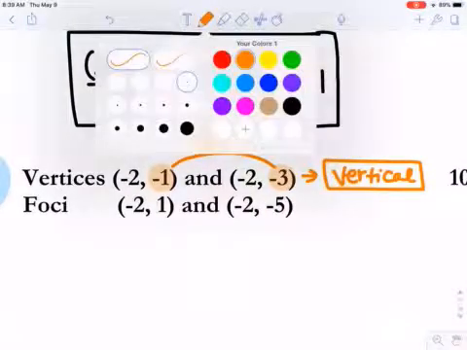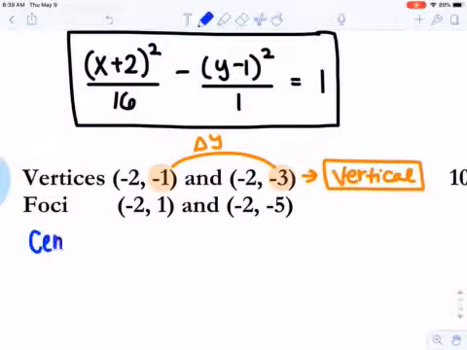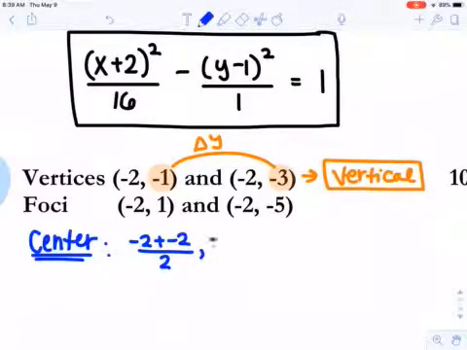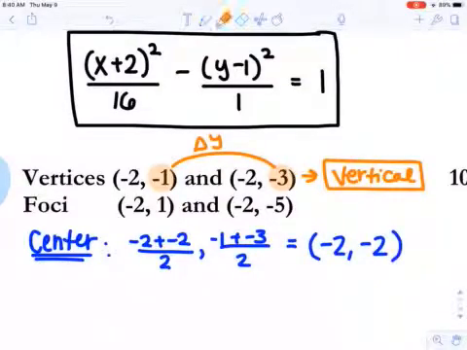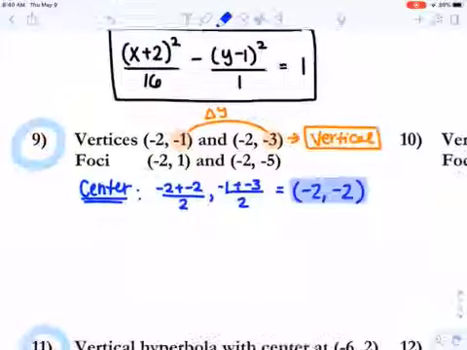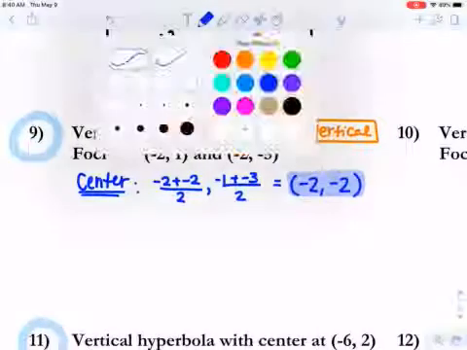So the first thing I want to do is find the center. All right, so guys, let's take the average of the vertices, in other words, the midpoint. So -2 plus -2, those are my x values, divided by 2. -1 plus -3 divided by 2. So this ends up being -2, -2. Awesome. So this is the center. Alrighty, got the center. Let's find our A value.